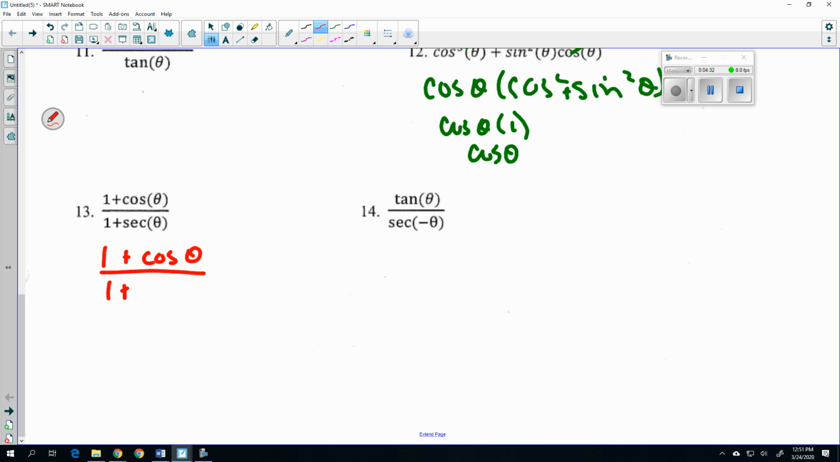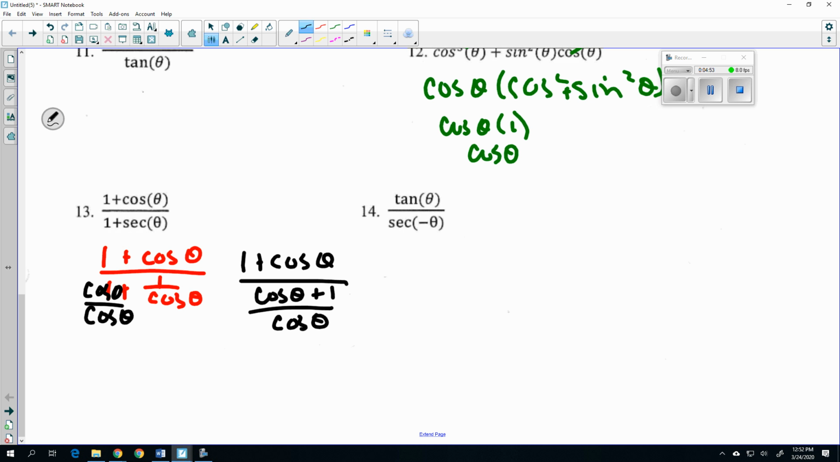And let's see, secant is 1 over cosine. I'm going to change everything into sines and cosines. I'd love to cancel something like that, but I cannot. I need to have a common denominator, which would be cosine over cosine. So now I have 1 plus cosine theta in my numerator, and I have cosine theta plus 1 over cosine in my denominator. When I multiply by the reciprocal, my cosine plus 1s are going to cancel. So I'll be posting the answers to these. Do what you can. I'm not asking you to get all of these correct. Just think of them as a puzzle, turning them into sine and cosine.